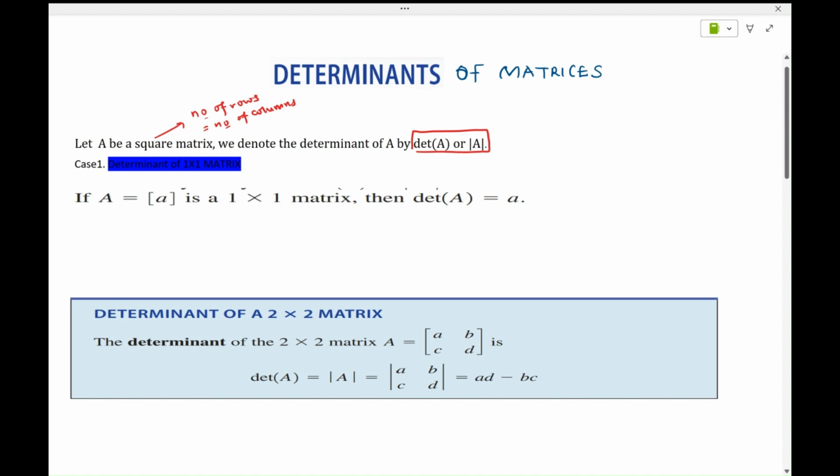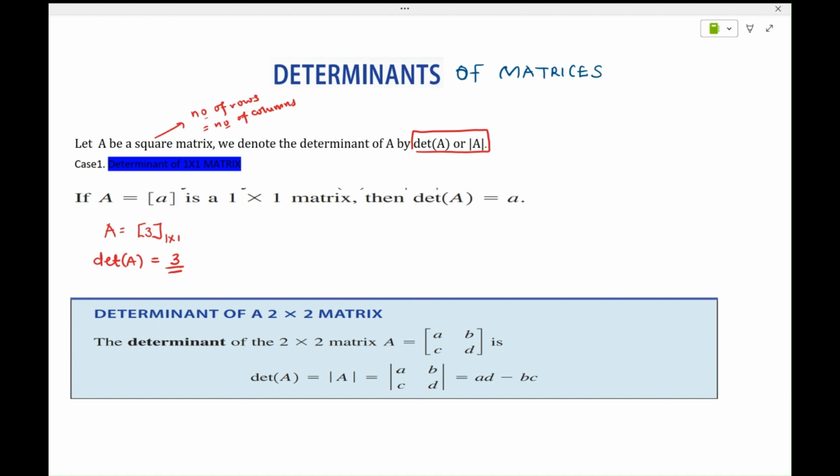Now, here, if you have a one by one matrix, the determinant is just the element, which is A. So for example, if I have A equals 3, what will be the determinant? This is a one by one matrix because you have one row, one column. So for a one by one matrix, the determinant is just that element, which is 3.